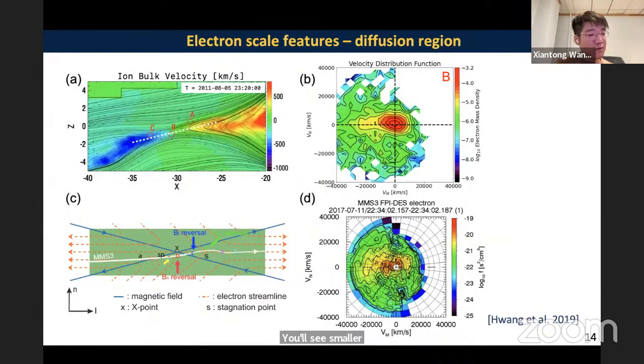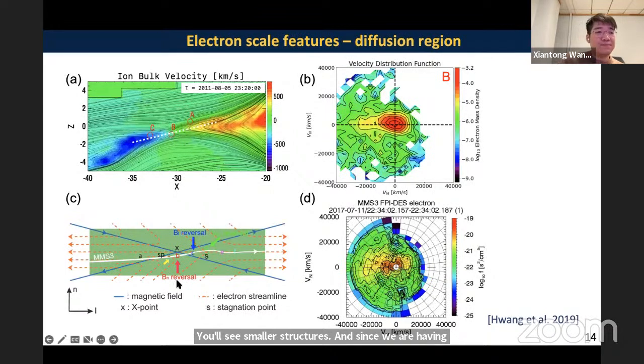And since we are having kinetic physics, we also try to observe the electron scale features in the diffusion region. So here we chose 3 points, A, B, and C. A is mostly in the inflow region, C is mostly in the outflow region, and B is where we think is the diffusion region. We also extract an MMS observation from a paper by Huang et al. in 2019, which indicates that B might be the location of the reconnection frame here.